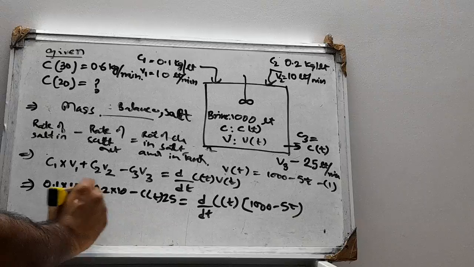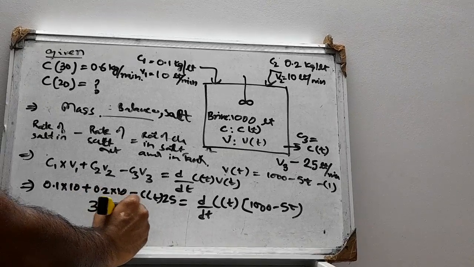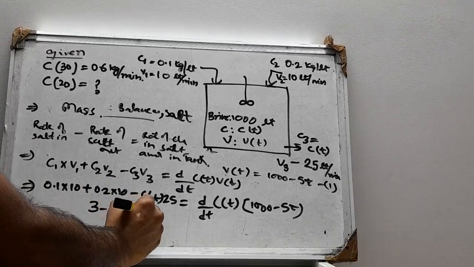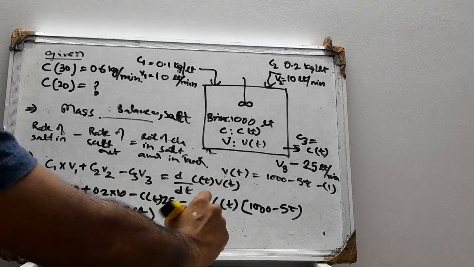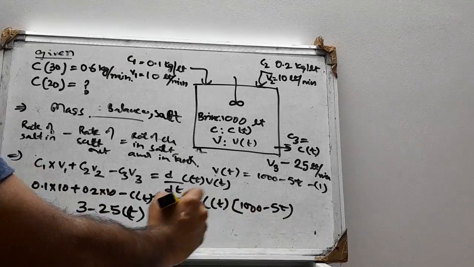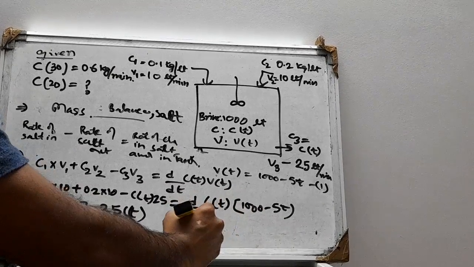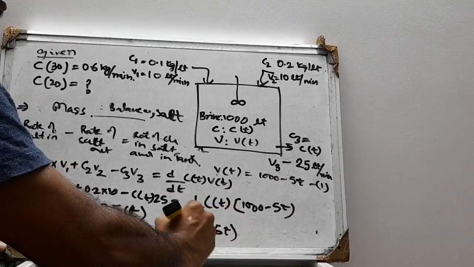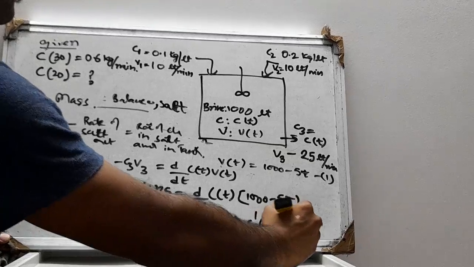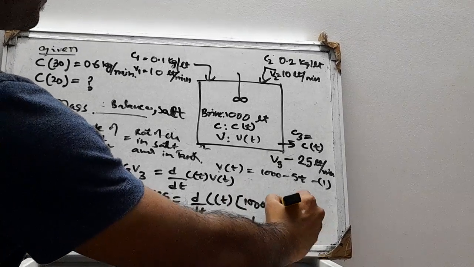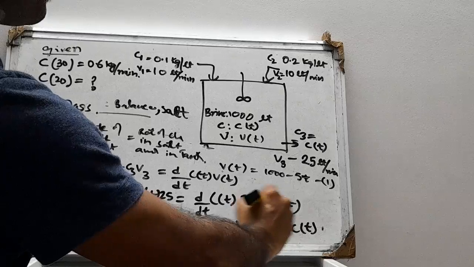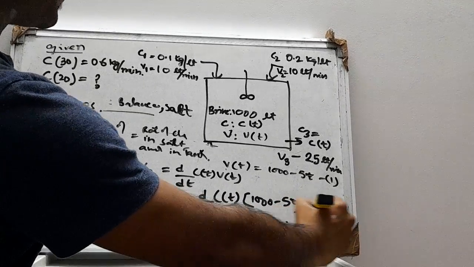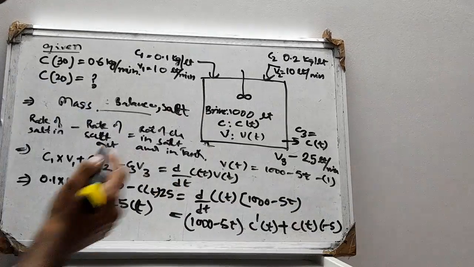Simplify this. This is 1 plus 2, that is 3 minus Ct, 25 Ct equal to, now we will apply the product rule on this. So first differentiate Ct and take this out, that is 1000 minus 5t into C dash t minus, then take Ct out and differentiate this. So it's a linear term, so only minus 5 will be left.